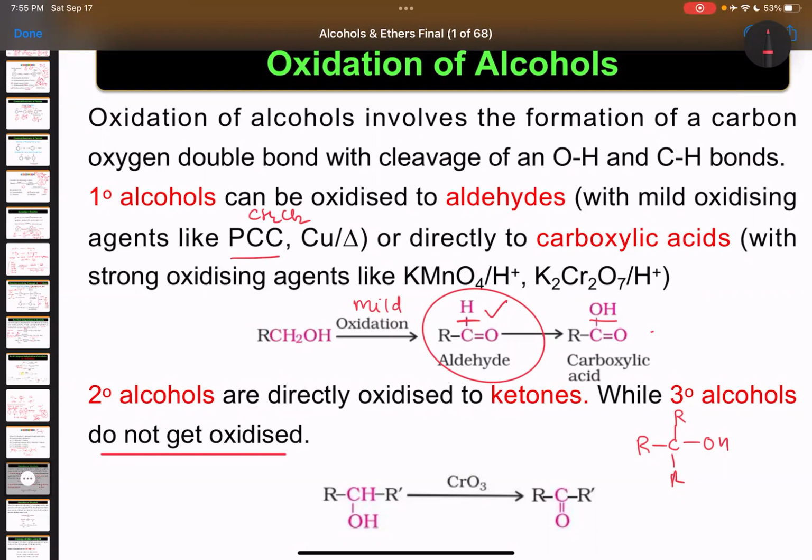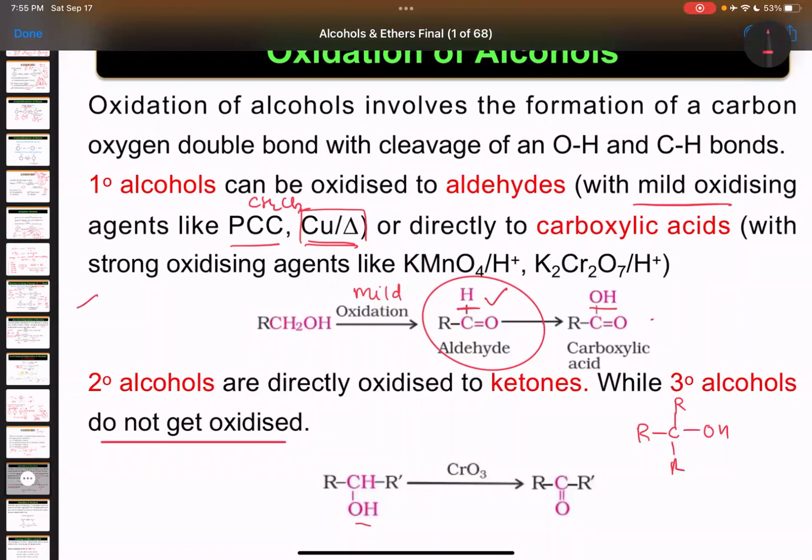Another mild oxidizing agent is copper, red hot tube, copper at 300 degrees. This is very common and given in NCERT. These are mild, right? So I hope this is clear.